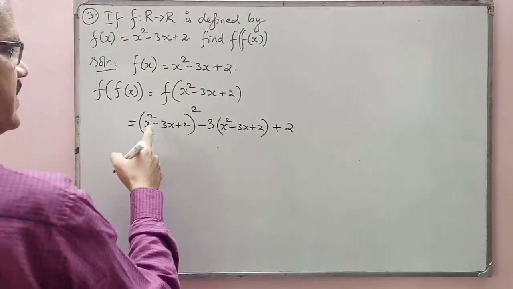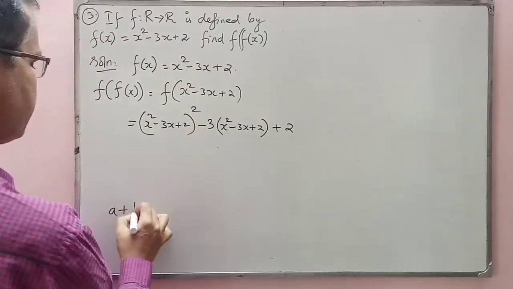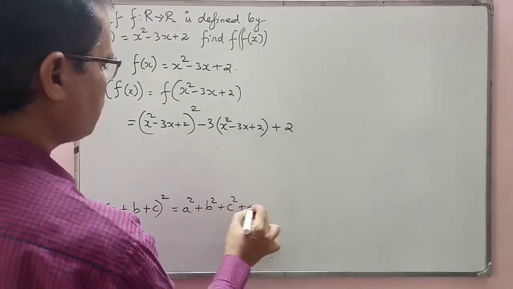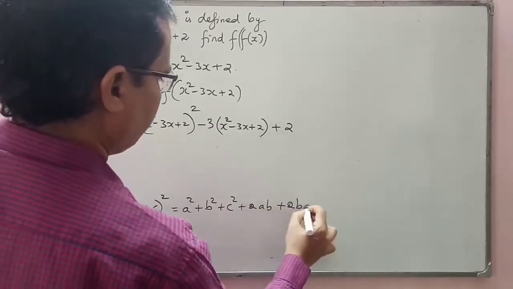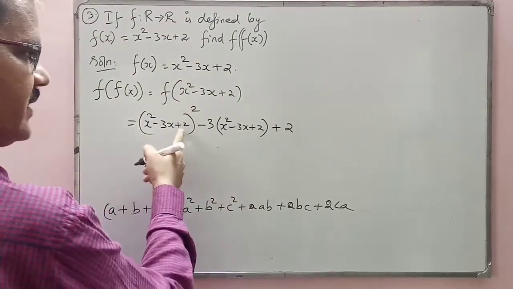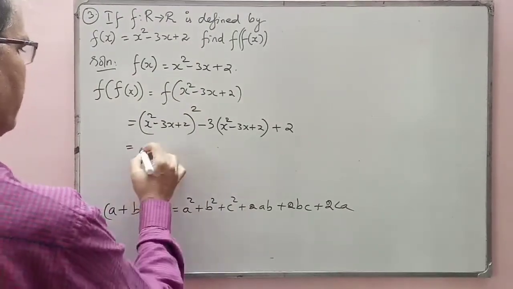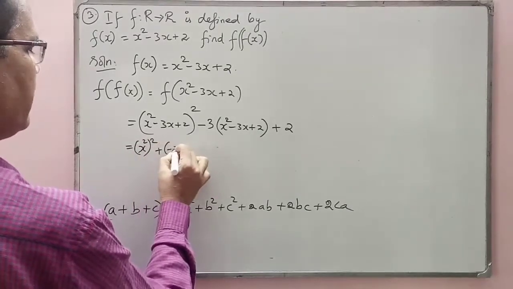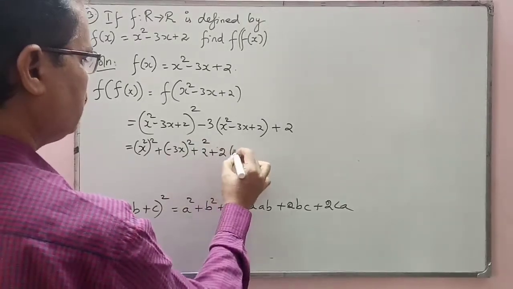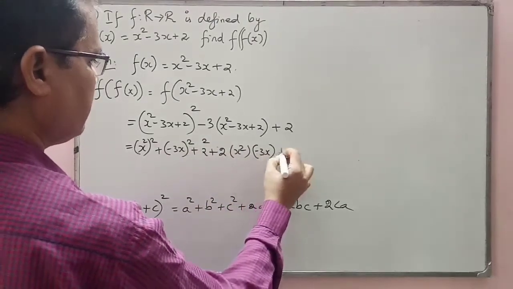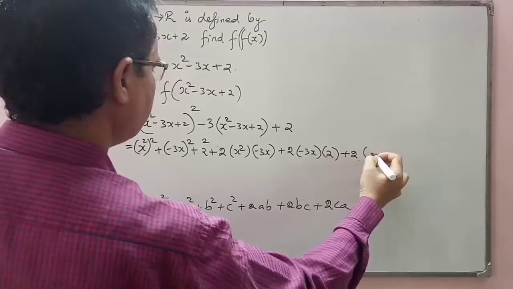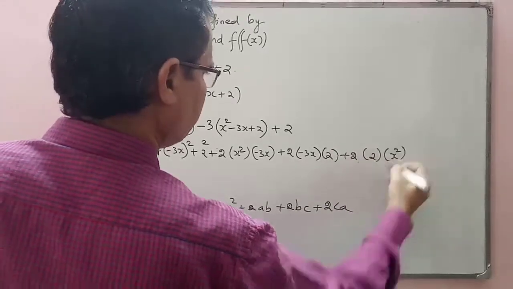That's it, children. Now this is the (a plus b plus c) the whole squared formula, from 9th standard. (a plus b plus c) the whole squared equals a squared plus b squared plus c squared plus 2ab plus 2bc plus 2ca. You can do it very fast. a is x squared, b is minus 3x, c is plus 2. Substitute that: a squared, which means x squared the whole square, b squared, minus 3x the whole square, c squared is 2 squared, plus 2ab, 2 into x squared into minus 3x, plus 2bc, 2 into minus 3x into 2, plus 2ca, 2 into c is 2 and a is x squared.